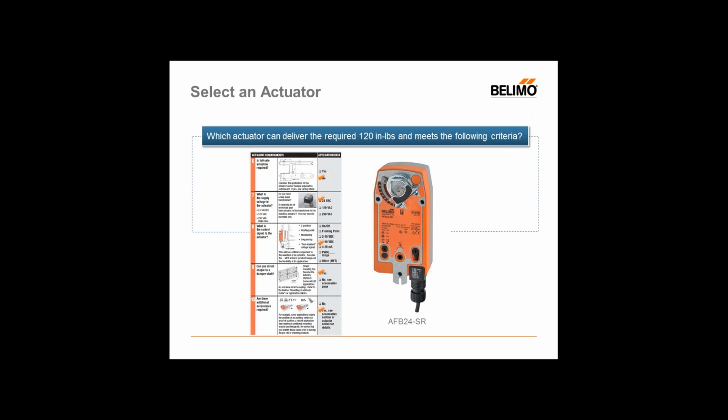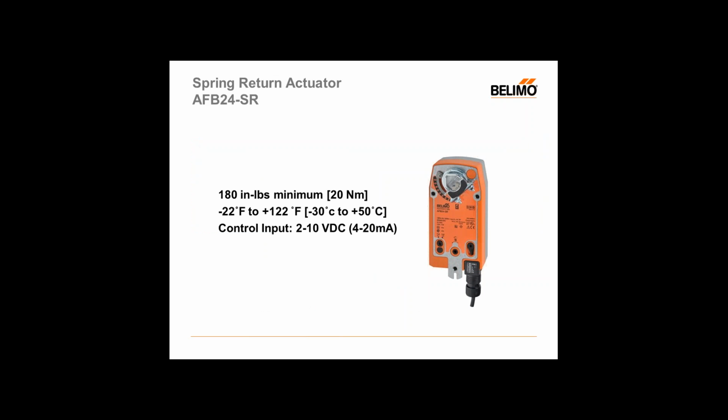Now keep in mind the SR does not mean spring return. It's a Swiss German term that actually means modulating, and not necessarily spring return. It's all part of the nomenclature, which is another webinar that we can have and discuss further. Now the AFB24-SR is 180 inch-pounds minimum, so guaranteed through the life of the actuator. That's what the torque output of the actuator will be.